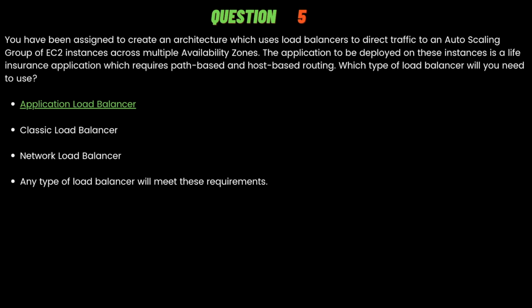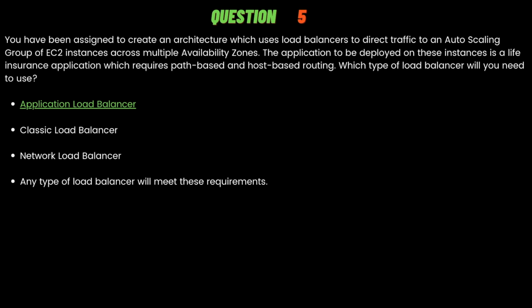Definitely for path and host-based routing, you have to select the application load balancer. AWS generally has three types of load balancer: application load balancer, classic load balancer, and network load balancer. You choose the application load balancer when you need any path-based routing, host-based routing, or any normal web application based routing. Classic load balancer is very rarely used and not preferred. Generally the application load balancer is the preferred load balancer.